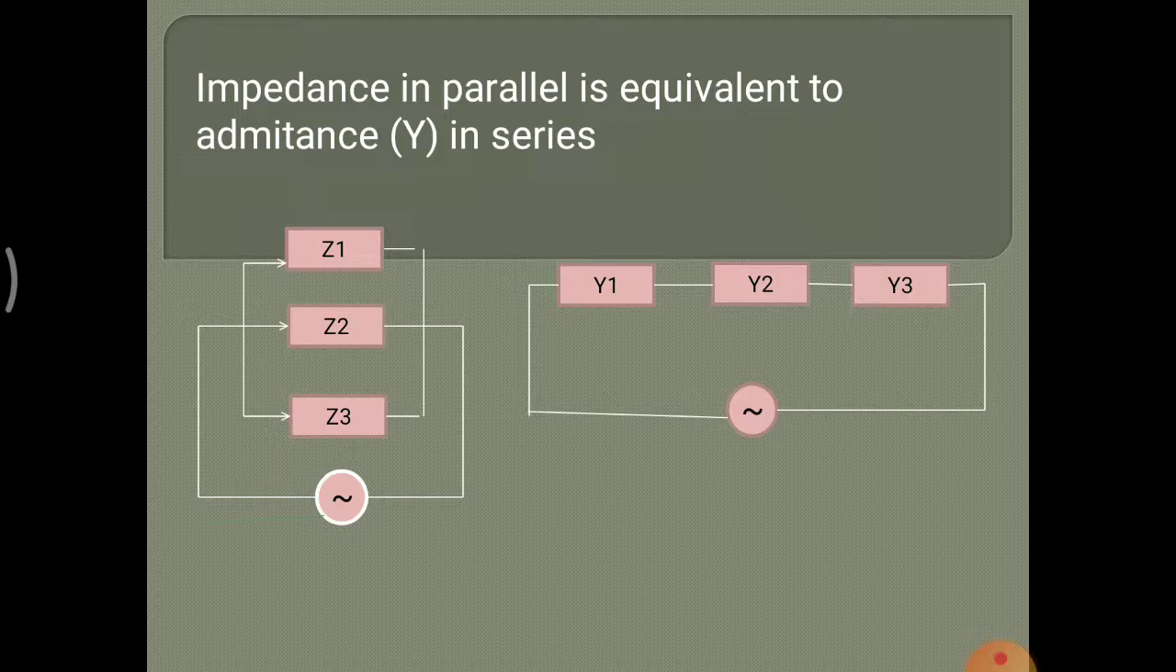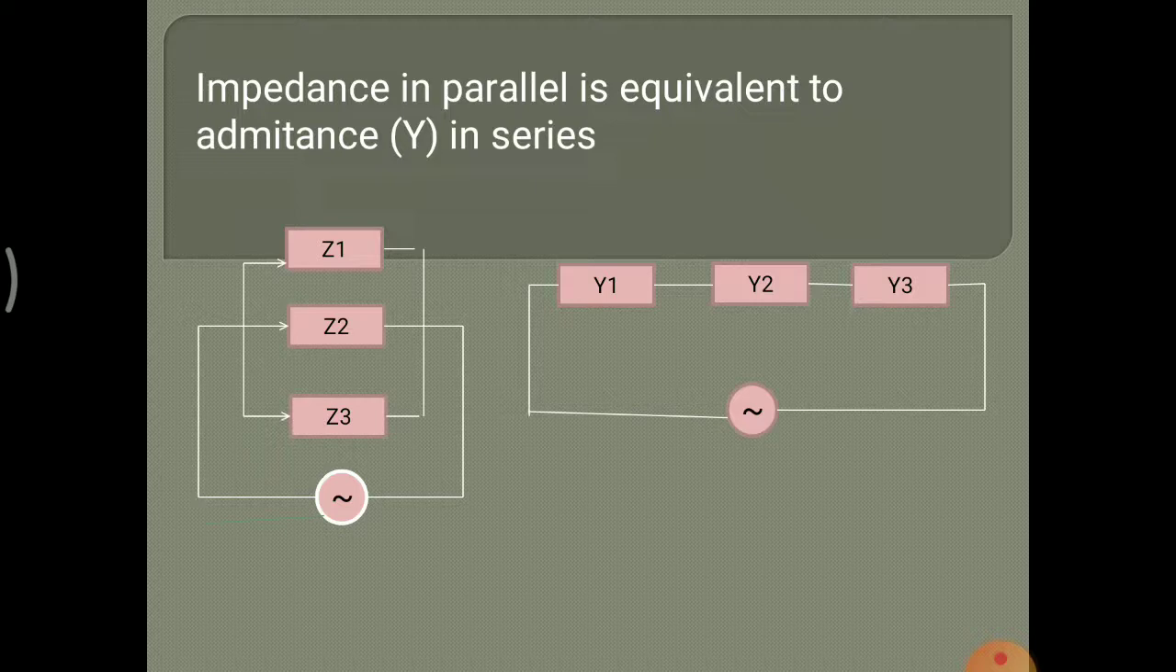Impedance in parallel is equal to admittance in series. We know admittance is the reciprocal of impedance, that means admittance Y is equal to 1 upon Z. So in this structure you can see impedance in parallel. If impedance is connected in a parallel circuit, it is exactly equal to admittance connected in a series circuit.